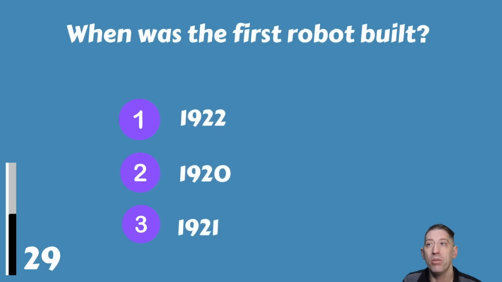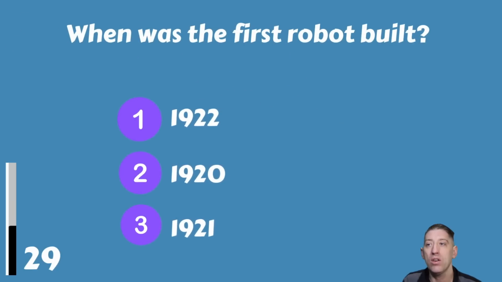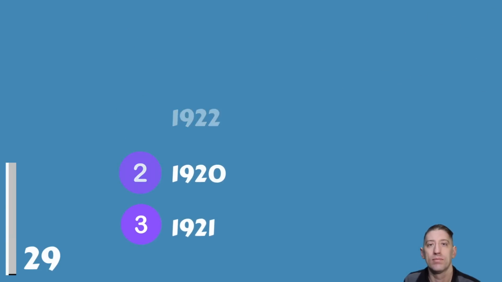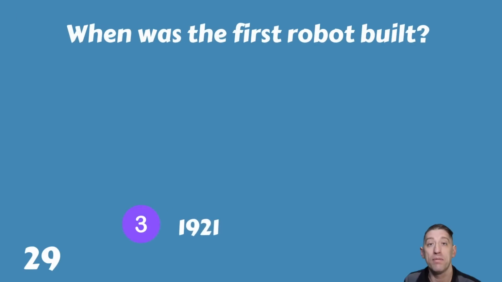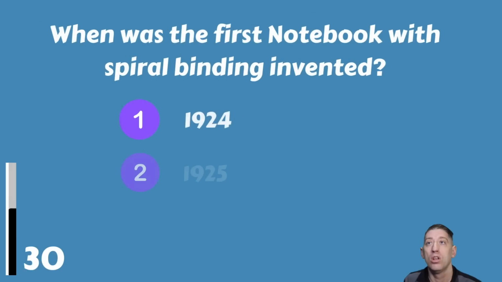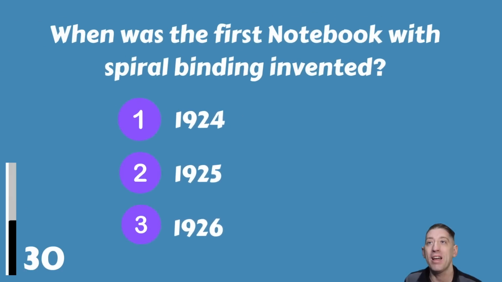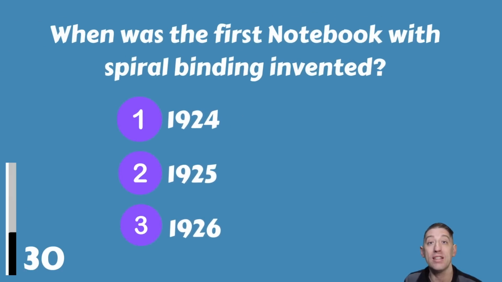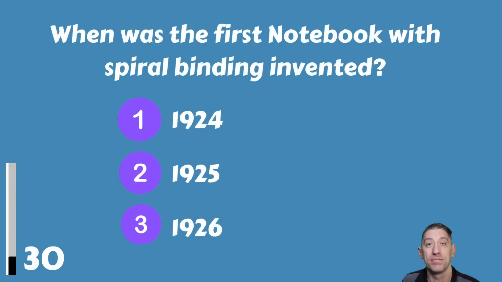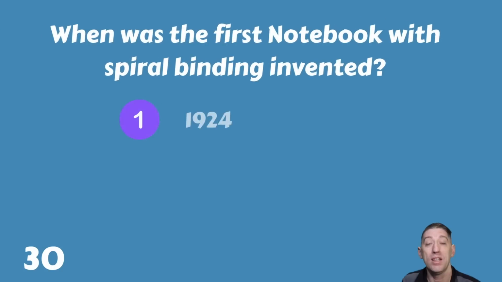When was the first robot built? 1922, 1920, or 1921? 1921. When was the first notebook with spiral binding invented? 1924, 1925, or 1926? 1924.